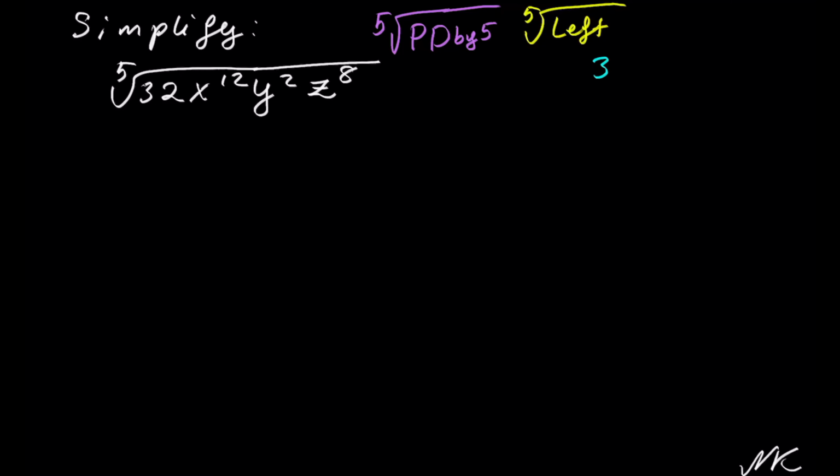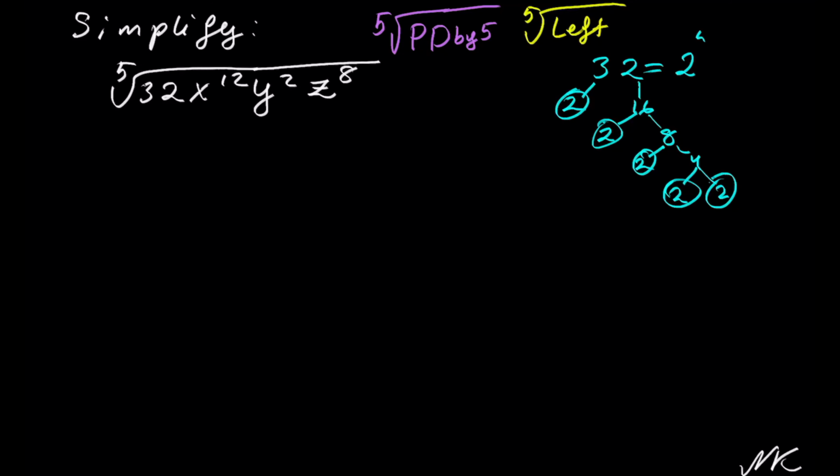Let's begin by factoring 32. 32 is 2 times 16. 16 is 2 times 8. 8 is 2 times 4. And 4 is 2 times 2. Now that we have it in terms of primes, we can see that 32 can be rewritten as 2 to the 5th power. So let's separate our radical.